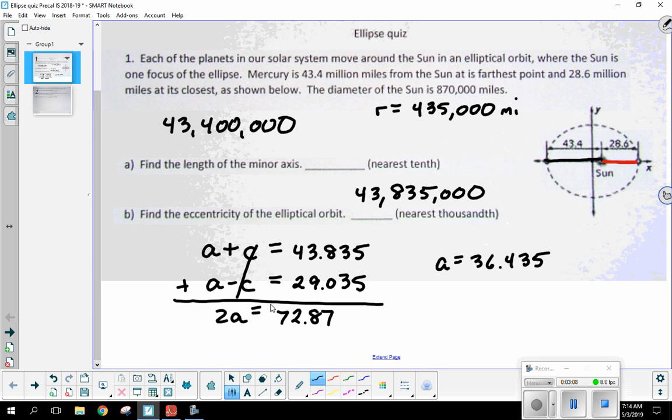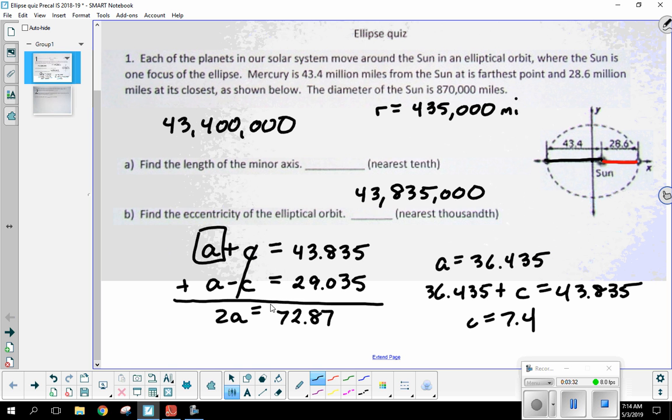Okay, so now I can plug that back in. I can go ahead and plug it in the first equation here. So 36.435 plus C is equal to 43.835. And if you go ahead and solve that for C, you're going to find that you get 7.4.